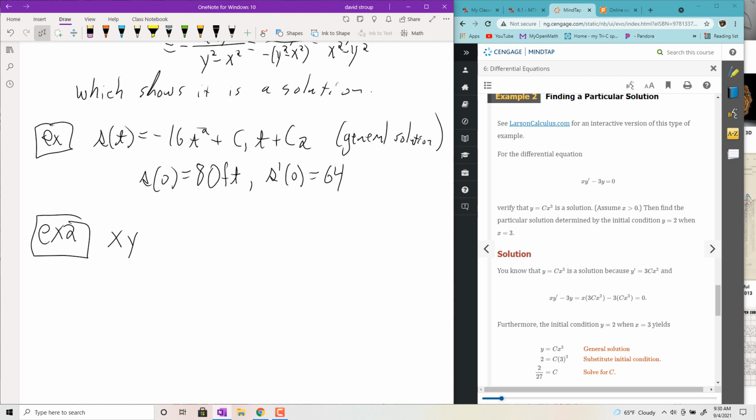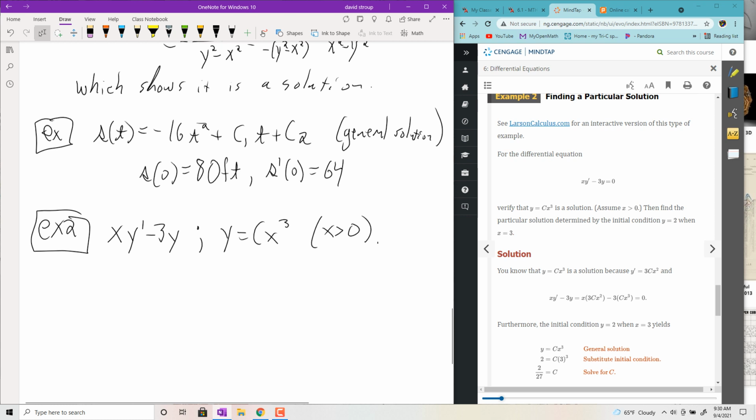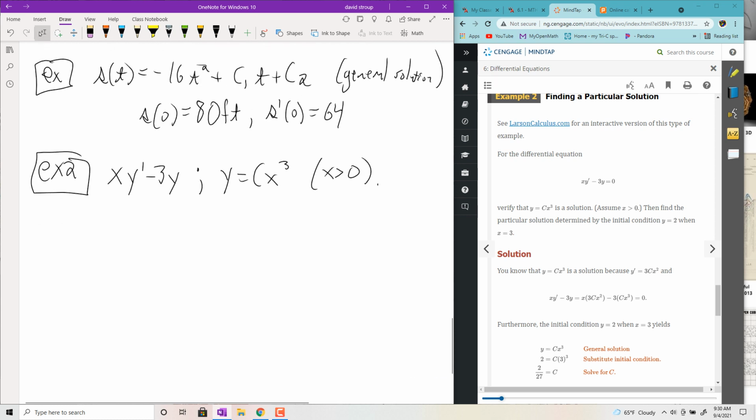They're giving us a differential equation, and they're saying to verify that y equals cx cubed is a solution, and we're going to assume that x is greater than 0. Okay, so first I'm going to verify it's a solution, and then they also give you initial conditions 3, 2. So x is 3, y is 2. So that will allow us to get a particular solution. So this we're assuming is some sort of general solution. They want a particular solution without the c. Okay, so let's verify it works.